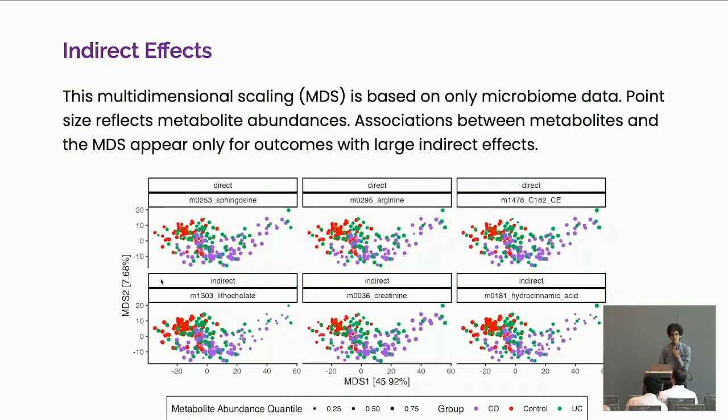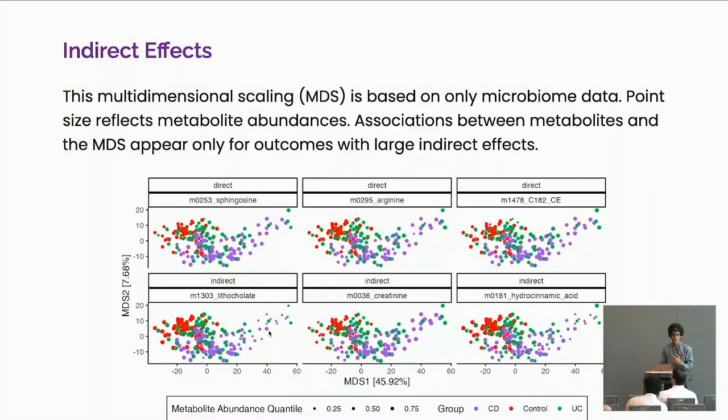I've taken a subset of metabolites. The size of the points are the abundance of that particular metabolite, and I'm just repeating it where I'm changing the sizes to reflect those metabolites. The color red is healthy. Green and blue are the 2 subtypes of IBD. And the thing to notice here, these bottom panels have high indirect effects. And what you notice between like the red and the blue, right, the size of the points are quite different. So what this is saying is there's a difference in the amount of this metabolite between the healthy and the disease groups.